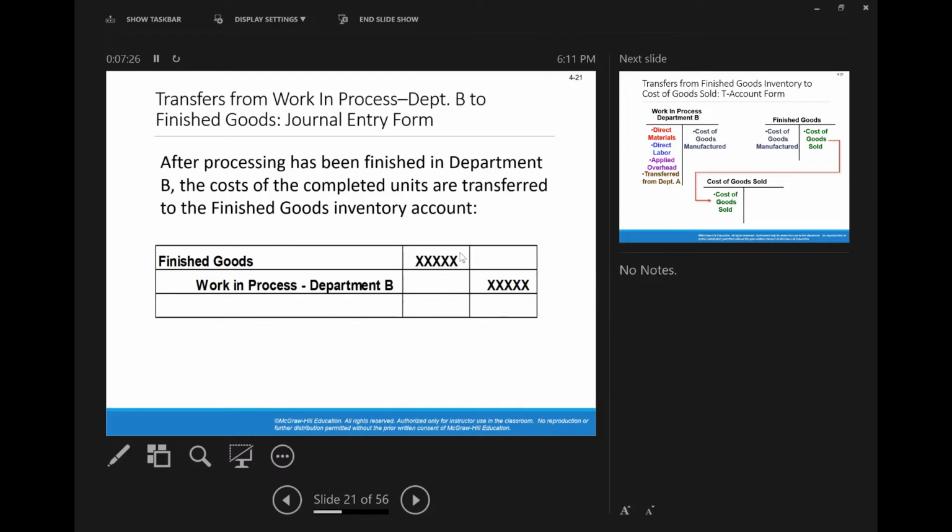That's our final resting place until we sell it. Okay, that's our asset of finished goods, that's what we're going to be selling.